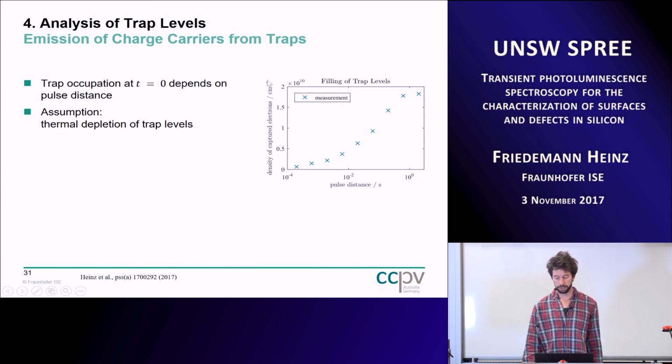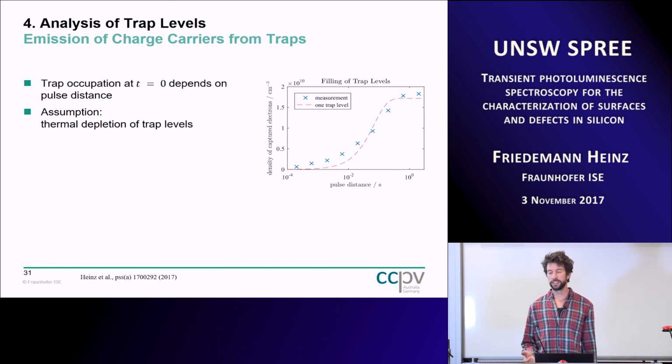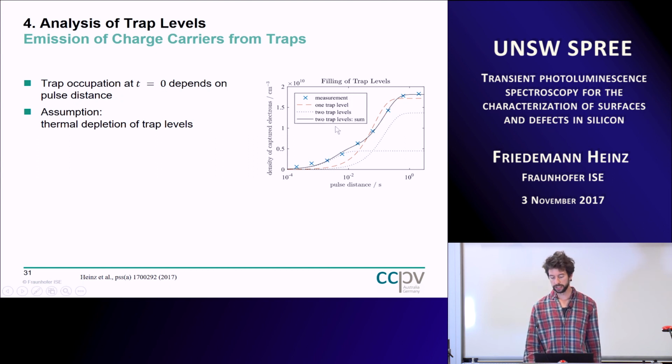So we can put this into a graph, the amount of electrons captured as a function of pulse distance. And we can see that for longer pulse distances, more electrons are captured. If we now assume a thermal depletion of the trap levels, which would be an exponential depletion, we can fit this exponential depletion, but we find that this doesn't describe the situation quite well. We would need at least 2 trap levels with different capture and emission time constants to describe this curve.